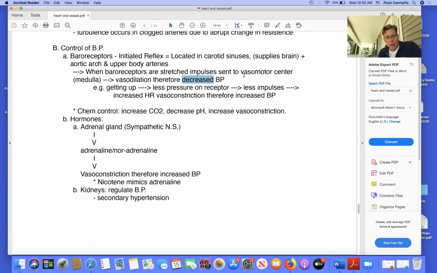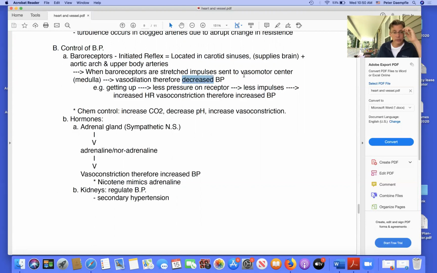Chemical control. Increasing CO2. As you know, CO2 is an acid in the blood, and that decreases your pH, and that causes vasoconstriction. All you have to do is hold your breath, and after 30 seconds, you will start getting higher blood pressure. Hold your breath, heart rate goes up. That is a direct control of blood pressure. That is so that you get more needed blood to different parts of the body to allow for nutrients to get where they need to go. All right, the body's panicking a little bit because you're not getting oxygen.